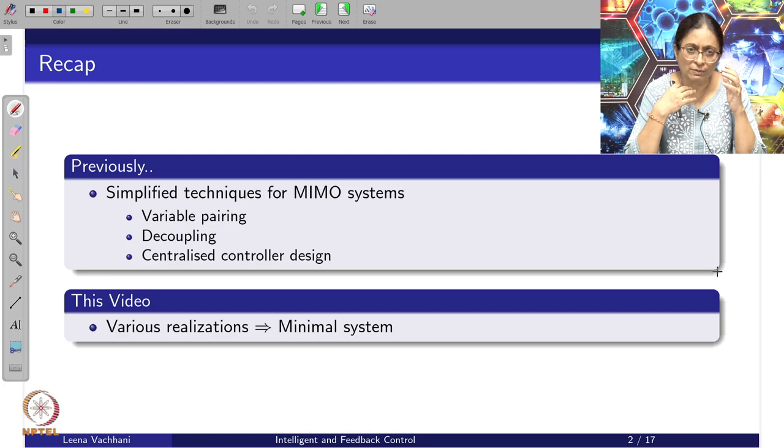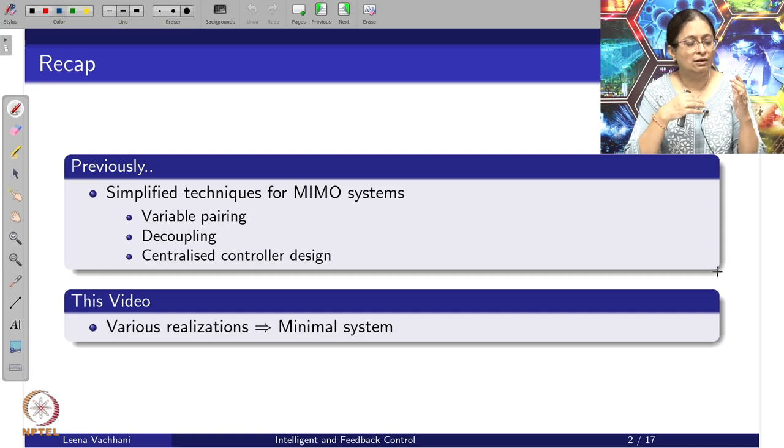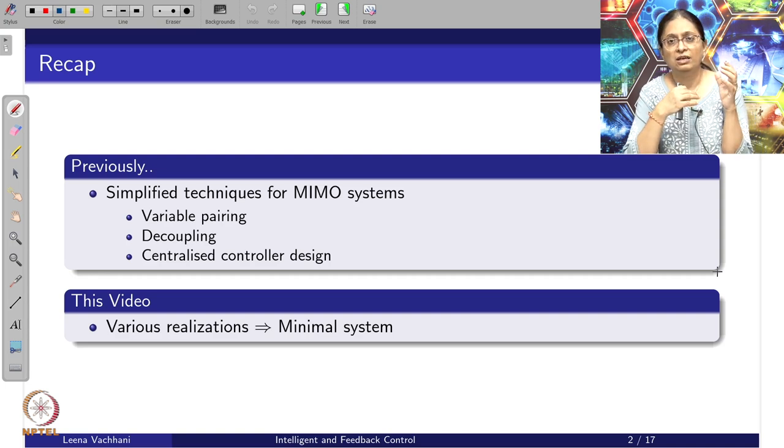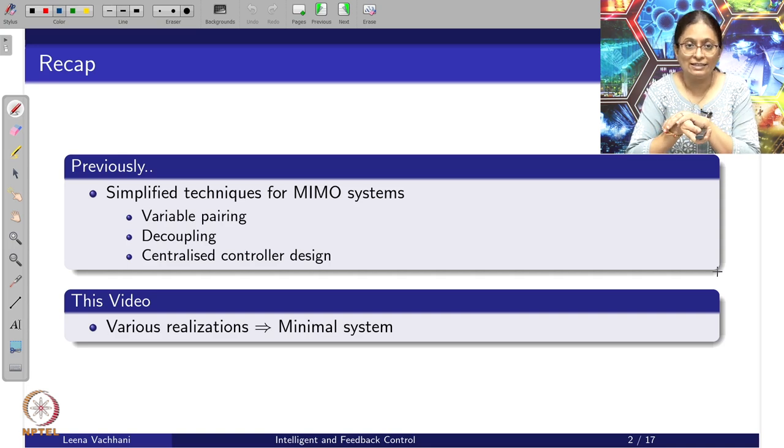What the dimensions of this minimal system are is what we will have to find out when we are dealing with large-scale systems. The first effort is to get the minimal system, and then this minimal system can be divided into subsystems in order to apply these simplified techniques for the control of MIMO systems. So in this video, we will cover various realizations and understand what would be the minimal system for representing a particular system.